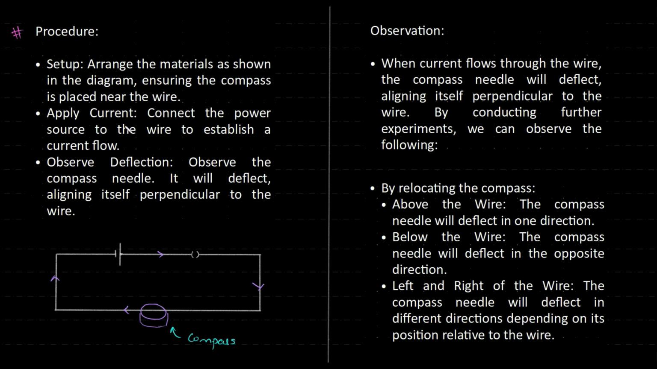So the setup is as shown in the figure. Ensure that the compass is placed near the wire. When you apply the current, observe the deflection. Now, observation: what exactly will you get to observe? It's a very simple experiment. When the current flows through the wire, the compass needle will deflect, aligning itself perpendicular to the wire. By conducting further experiments, we can observe the following.